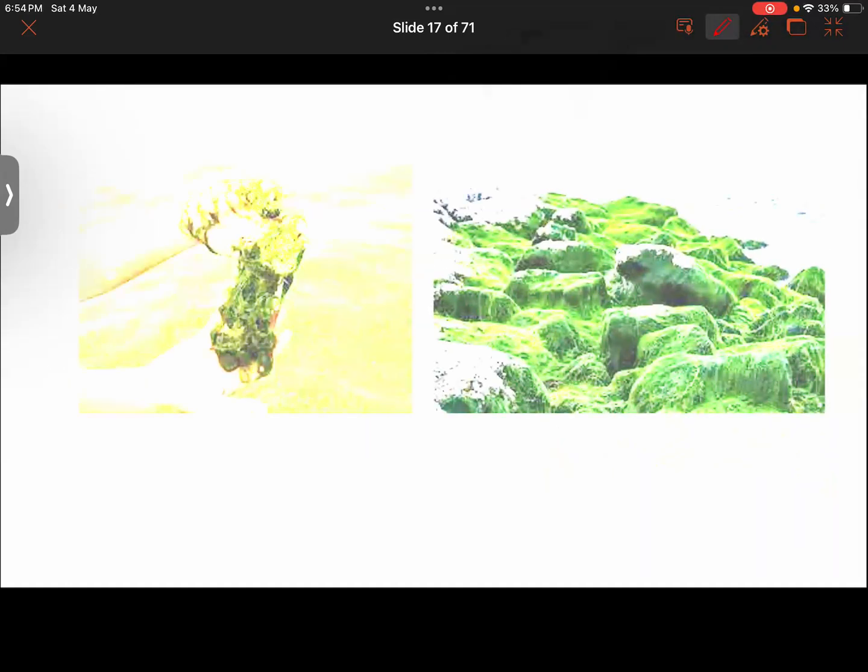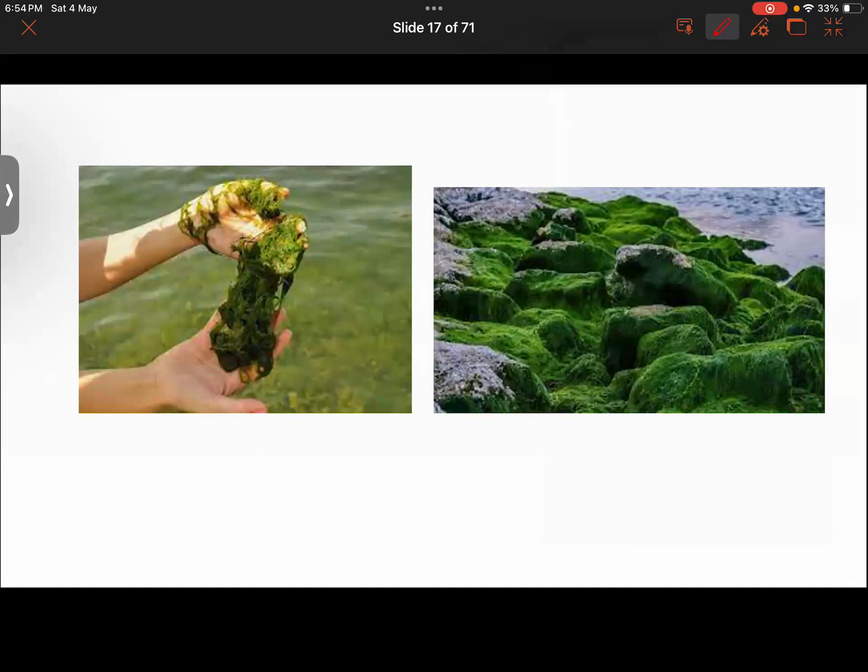You can look at them. Some other images of algae are here. Now you see that algae also has got different uses. Algae has got different uses. Let's understand what are the uses of algae, how we can use algae.